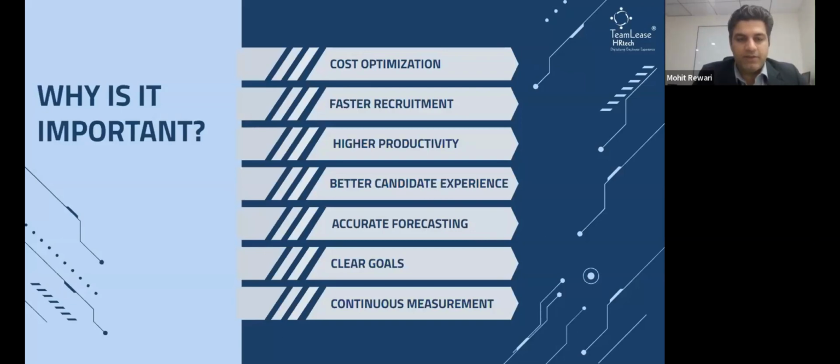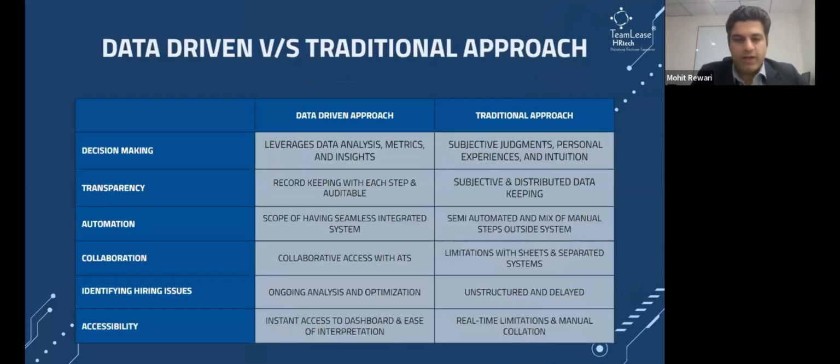Then the candidate experience, needless to say, is one of the most important points, because that's the first picture of the organization, the first entry point for any candidate to experience the digital ecosystem of an organization. That's why it becomes important. Accurate forecasting, clear goals, and continuous improvement. I think we'll talk about it more once we move into the next session of it.